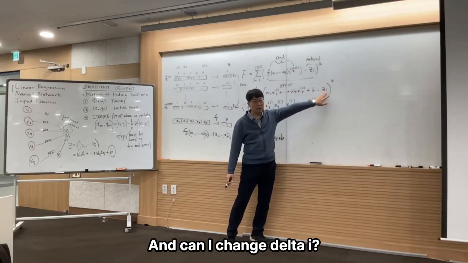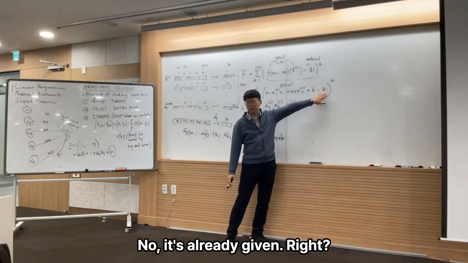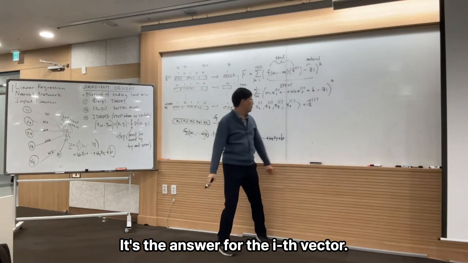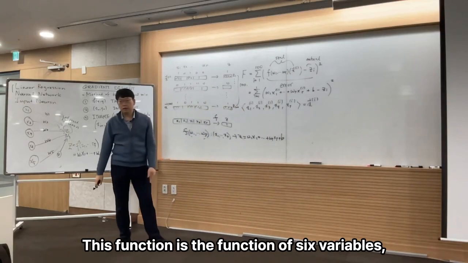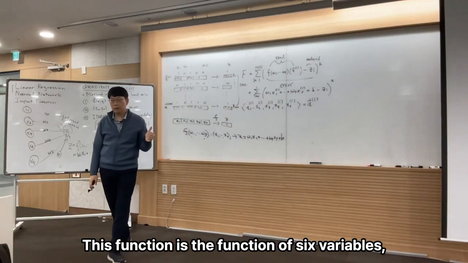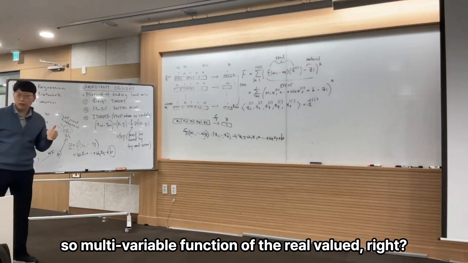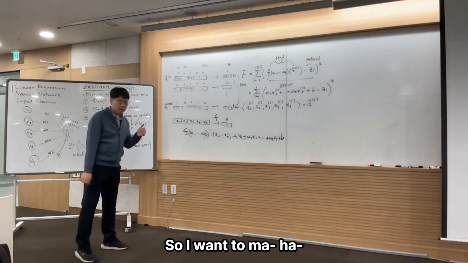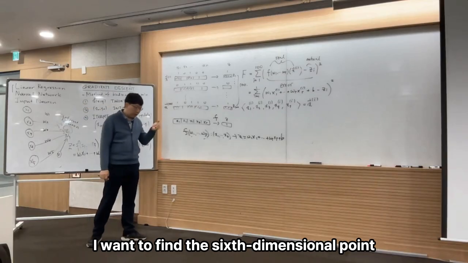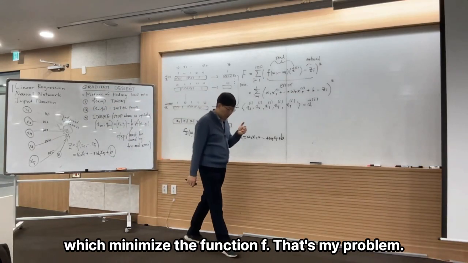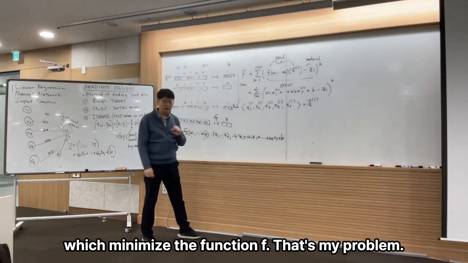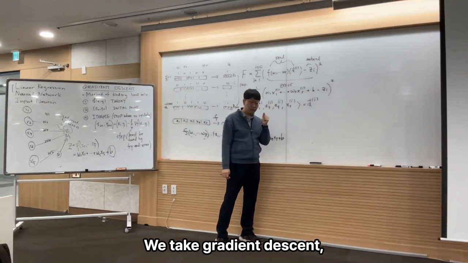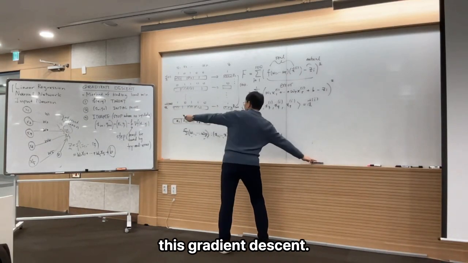And can I change Zi? No, it's already given, right? It's the answer for the i-th vector. So there are only 6 variables. This function is a function of 6 variables. So it is a multivariable real-valued function, right? So I want to find the 6-dimensional point which minimizes the function f. That's my problem. That's my goal. So how do we do that? We take gradient descent.